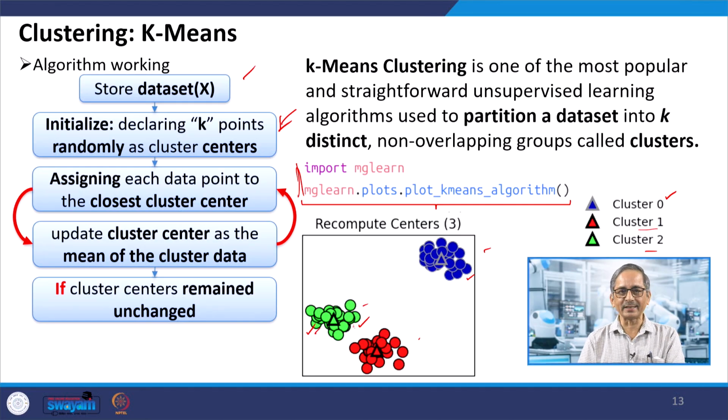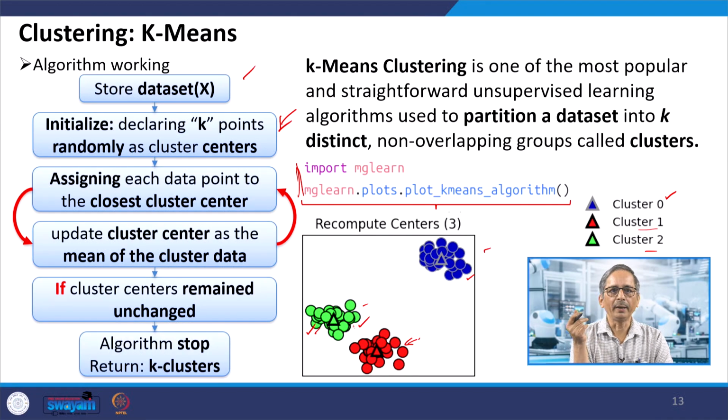And so in this assignment process you see that the cluster center, this red one which was earlier here, has moved to here. So this is how we execute the k-means algorithm. And when our cluster center doesn't change, the algorithm stops and returns your k clusters.